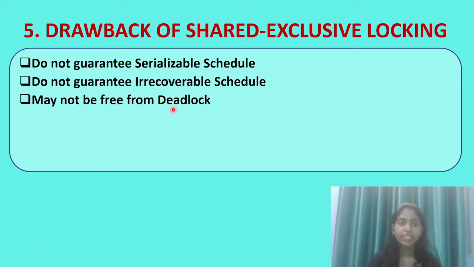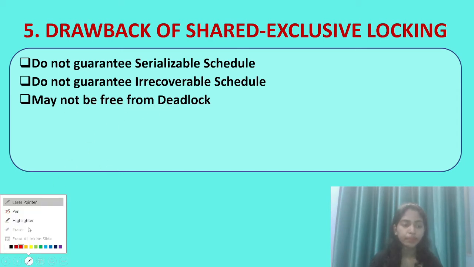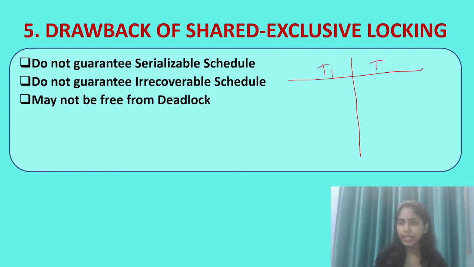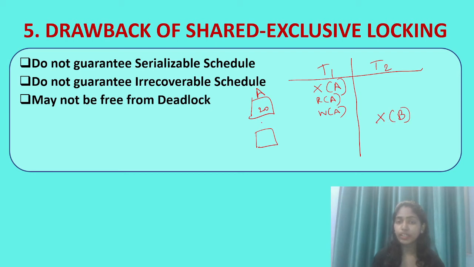So how can we prove that it is not free from deadlock? We'll see. We have two transactions T1 and T2, both executing simultaneously. T1 has a shared exclusive lock on A, meaning it wants to read the data item A and write into it as well. T2 is applying an exclusive lock on data item B, so T2 wants to read and write into data item B. And they have not unlocked their locks. T1 is still using A, T2 is also still using B. They have an exclusive lock on data items A and B respectively.